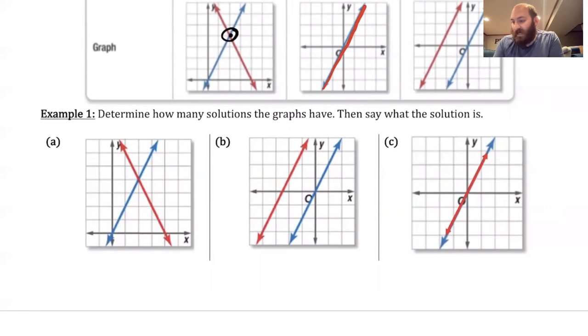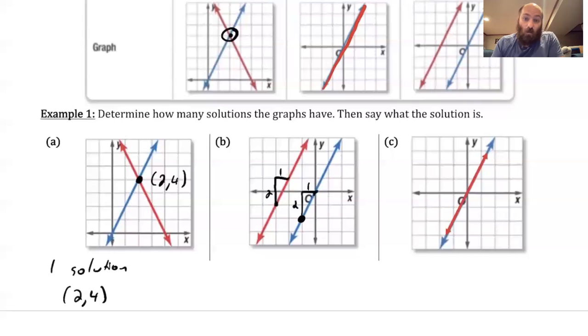Well, the first one is easy because there's my intersection point. We're just labeling that point then. So it is 2, 1, 2, 3, 4. So I have one solution, and that solution is the point (2, 4). Here, you can see, for example, if I go here, I'm going up 2 to the right 1, up 2 to the right 1. They have the same slopes. Okay, they have 0 solutions.